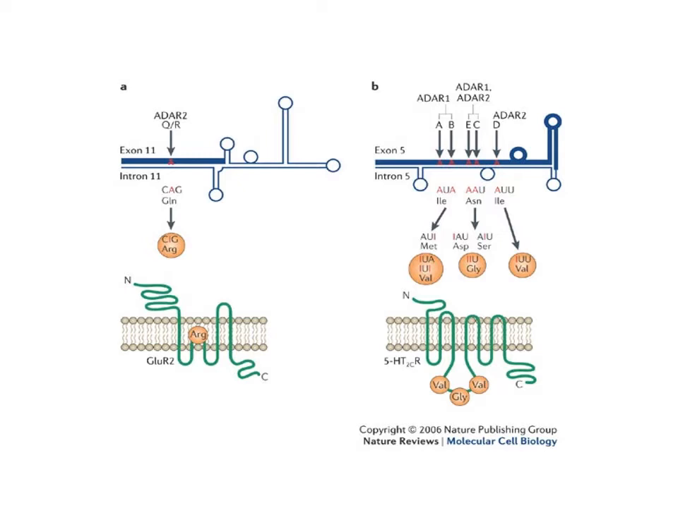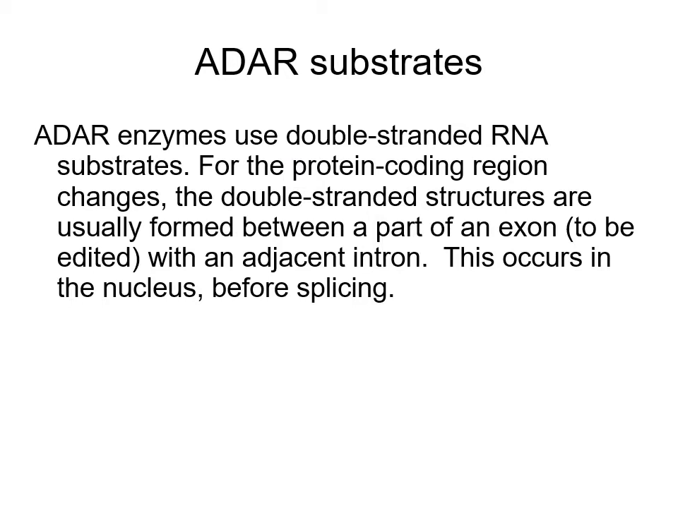So in this case, we've got exon 11, and here we have exon 5. And with the result, that modification does change the amino acid sequence. Okay, so they use double-stranded RNAs. All right, so this will occur in the nucleus before splicing, because obviously the intron is still present.